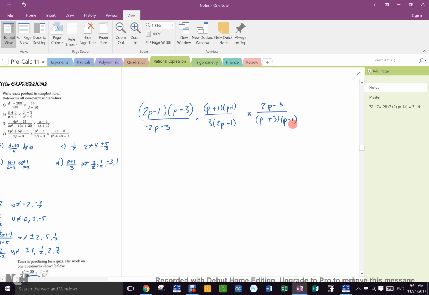And then cancel everywhere you can, right? So 2p minus 3 gone, p minus 1 gone, p plus 3 gone, 2p minus 1, 2p minus 1 gone. What's left? P plus 1 over 3.